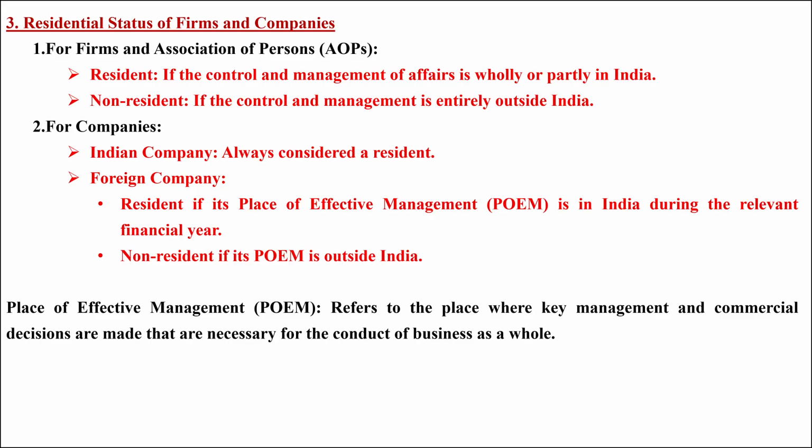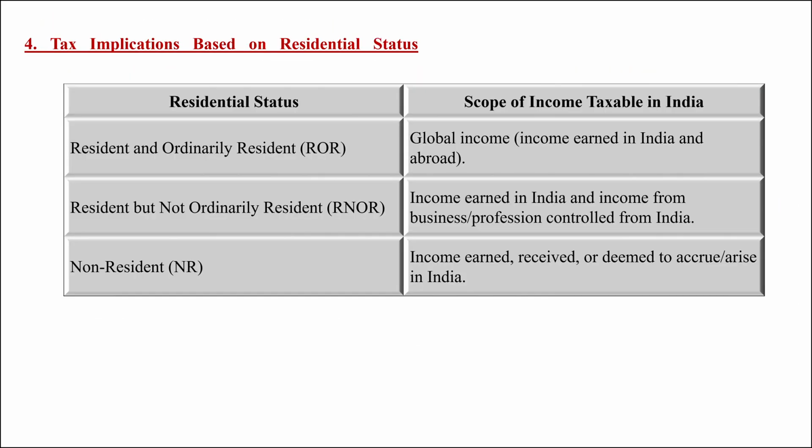It is very important to determine the tax implications for every individual. So next we see the tax implications based on their residential status. For resident and ordinary resident, all income earned is taxable in India. For resident but not ordinary resident, the income earned in India and controlled from India is only taxable in India. For non-resident, if the income is earned, received or accrued in India, only that is taxable; other incomes are taxable in their original citizenship. That is the provisions related to residential status.